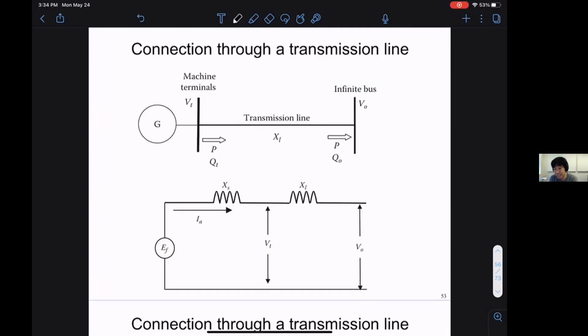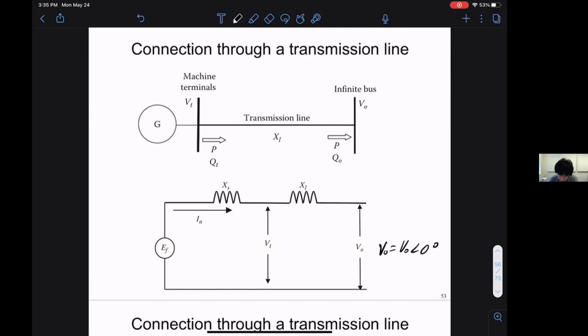So now we have basically 3 voltages to look at. We have E_F, the voltage at the terminal of the generator, and the voltage at the infinite bus. Normally the infinite bus voltage is V_0 at angle 0, and this is the reference. Then we can figure out what the terminal voltage is and what E_F is.